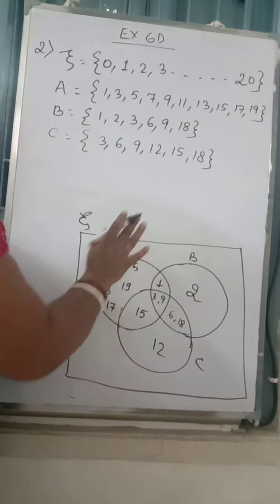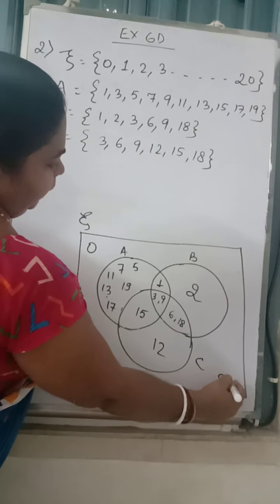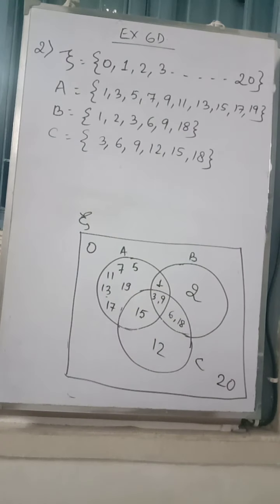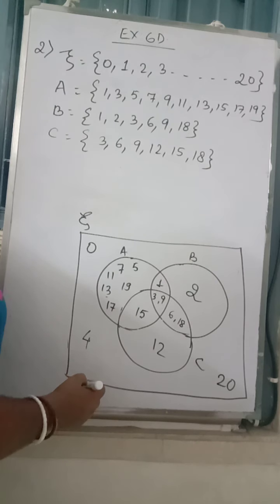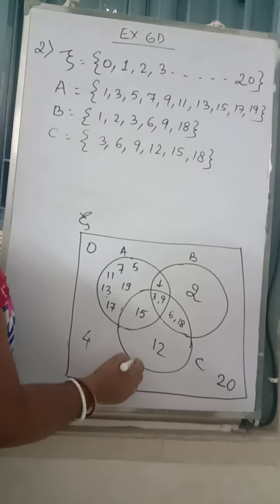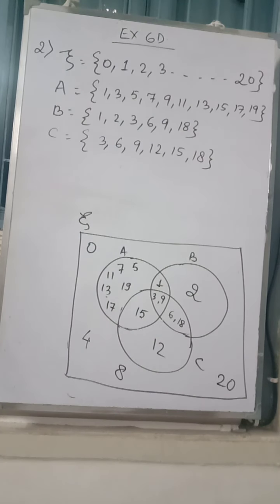Other than all these members, what am I left with? I am left with 0 and 20. Other than all these numbers, there are more that are not there. 4, I have not taken anywhere. 0, 1, 2, 3, 4. 5 is there, 6 is there, 7 is there, 8 is not there. 8, 9, 10, 10 is not there. So there are many members other than these.